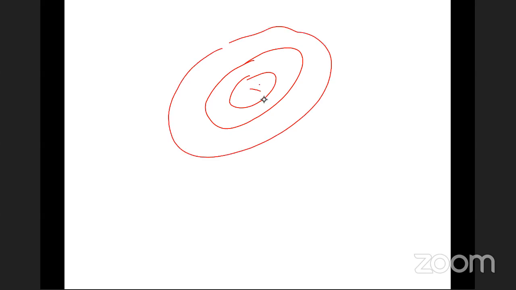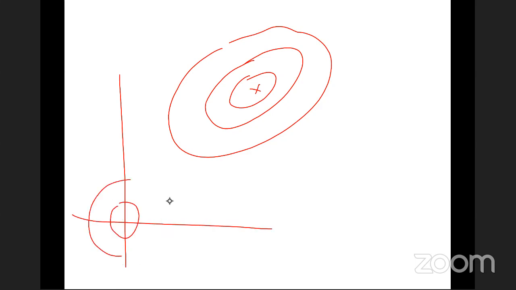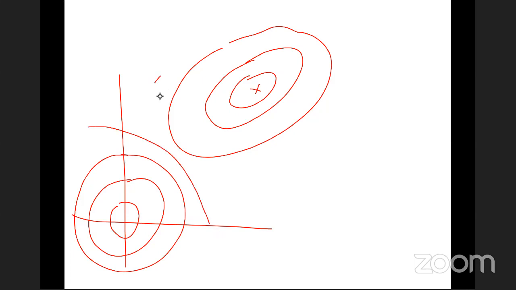Mm-hmm. Okay, so let me put it this way. You have these curves. These are the curves of MSC. This is the lowest MSC point, and these are away from the origin somewhere. And then you have these circles. Each circle is for a different lambda value for L2 norm. Now the solution will always be on some tangent of these two curves. It will be where they touch each other tangentially.